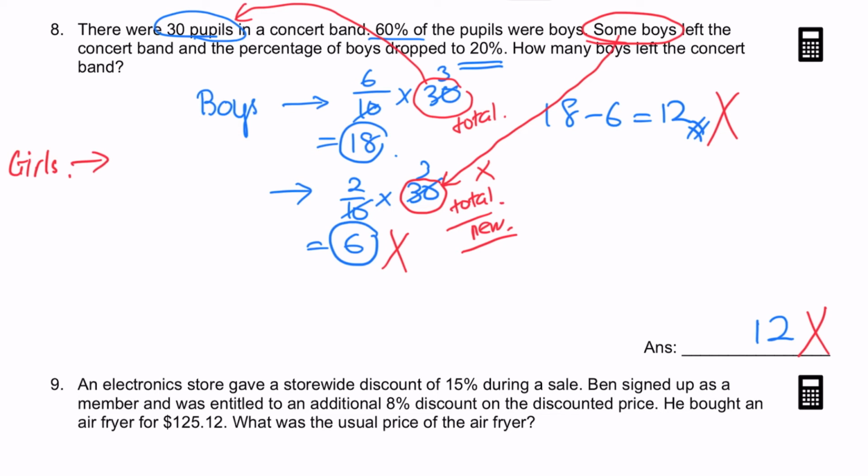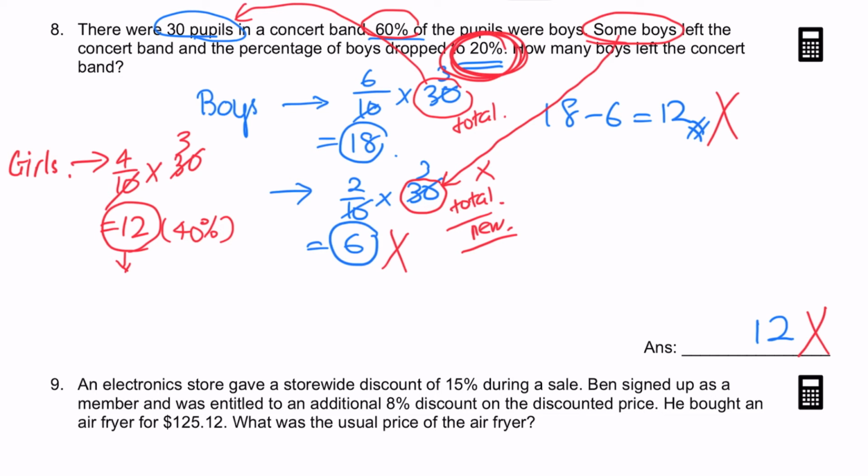So previously, if there are 60% of boys, there will be 40% of girls. So 4 out of 10 times 30 equals to 12. There are 12 girls. And this 12 girls refers to 40% at first, but this 12 girls became 80% because they say percentage of boys dropped to 80. That means now this is the new 80%.